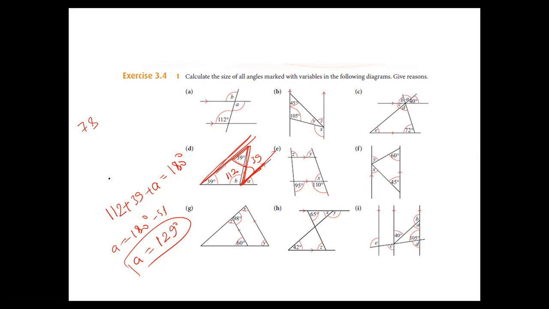112 plus 39 is 151, and 180 degrees minus 151, so a is equal to 29 degrees. And this angle is 39, and this angle is 112. If you add all three values, you'll get 180 because it is a straight line.